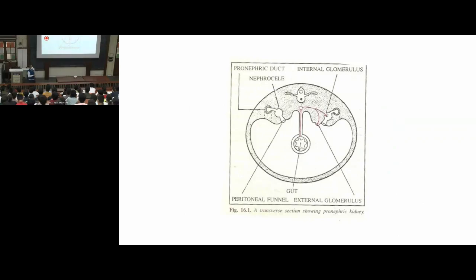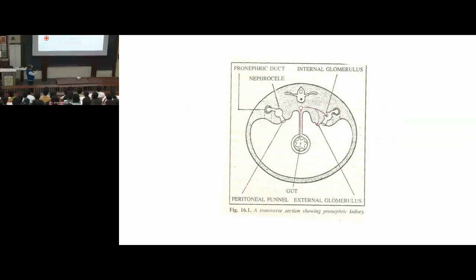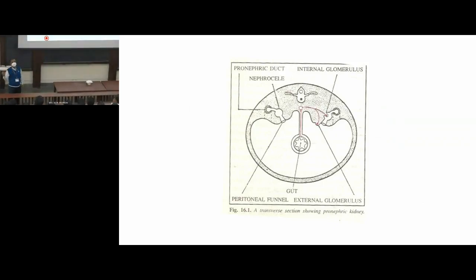Now, what happens to these pronephric kidneys? There is something called an internal glomerulus and external glomerulus that develops. These are tufts of capillaries which develop from the angiogenic mesenchyme in that intermediate mesoderm. And they open into these pronephric tubules, which open into the pronephric duct. And this is connected to the coelomic cavity through what is called a peritoneal funnel. That means when this starts developing, the excretion happens just by filtration and it is given into the coelomic fluid. That's how it happens.